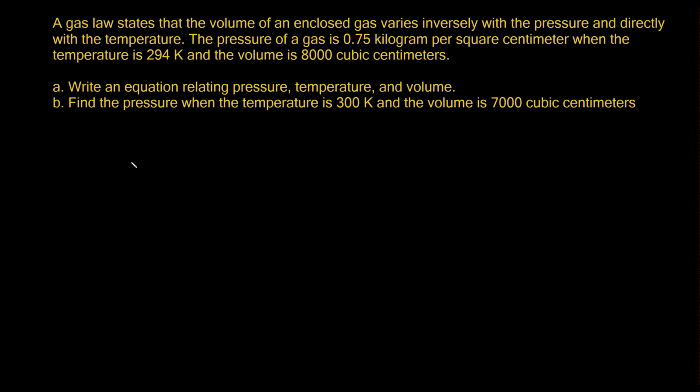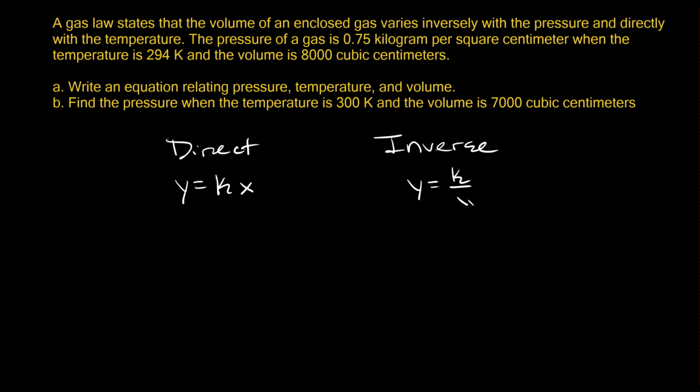So in this video, let's go over a combined variation word problem. Just as a quick reminder, combined variation just means you're going to use both direct and inverse variation. The formula for a direct variation is y is equal to k times x, and the formula for an inverse variation is y is equal to k over x. Just a heads up, some books use a instead of k, but they mean the exact same thing. Now let's read our word problem right here.